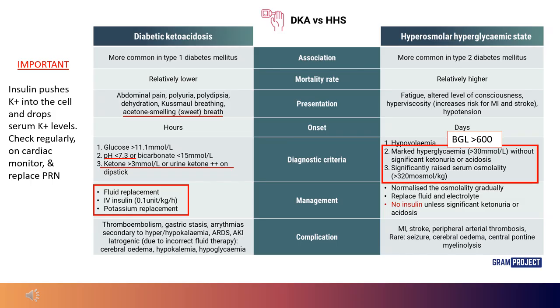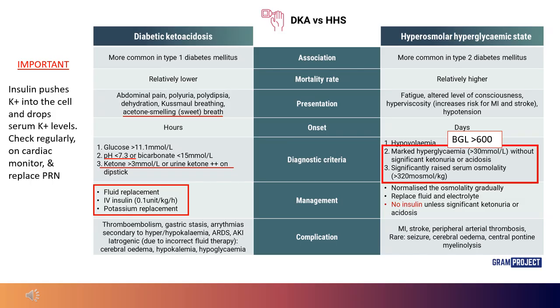HHS is actually more common in type 2 diabetes, where your body still has some insulin, but not enough to really use that glucose effectively. But because there's a little bit of insulin present, that fat metabolism doesn't occur. So they're not going to have the ketones and the acidosis. Instead, your blood sugar is going to get extremely high, and your blood will become very thick and hyperosmolar. And then that patient's going to become progressively dehydrated and confused, and they can get to a point where they're actually comatose. But this will develop a little bit slower, over a couple of days.